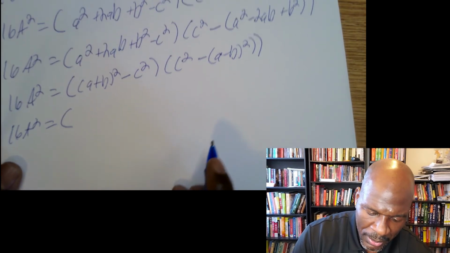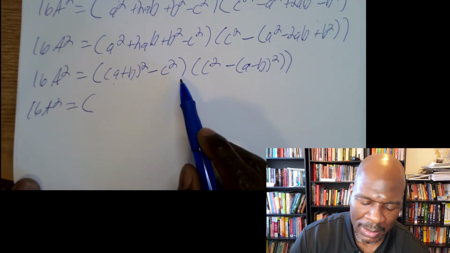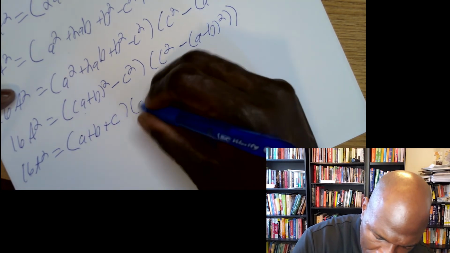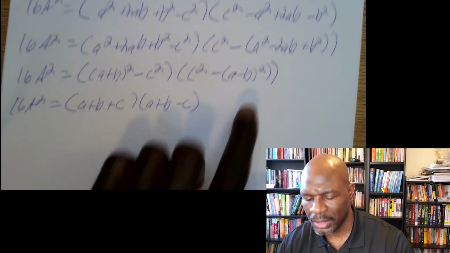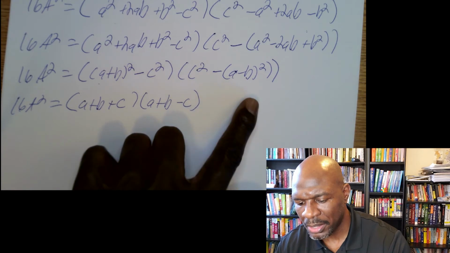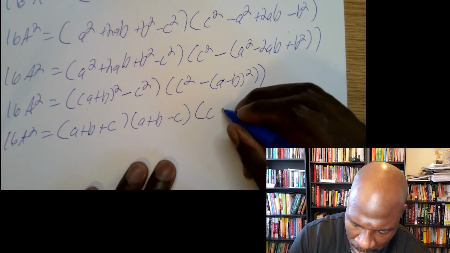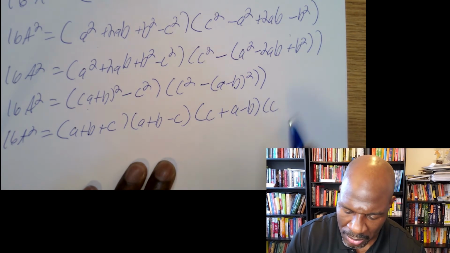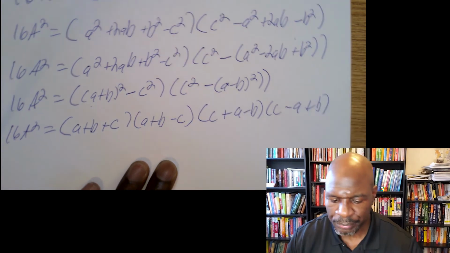And again, difference of squares, so this will be (a plus b plus c) times (a plus b minus c). And this one, when we factor it, will be (c plus a minus b) and then (c minus a minus b). So first we'll do c plus a minus b, and next we'll do c minus a minus b. When I do minus a minus b, that'll be negative a and positive b.